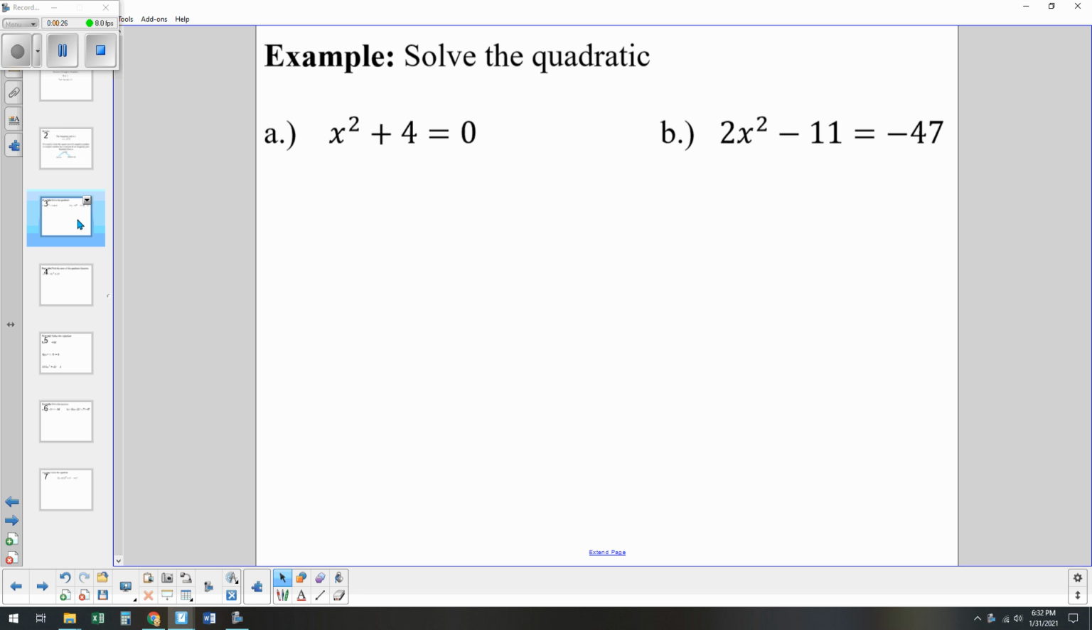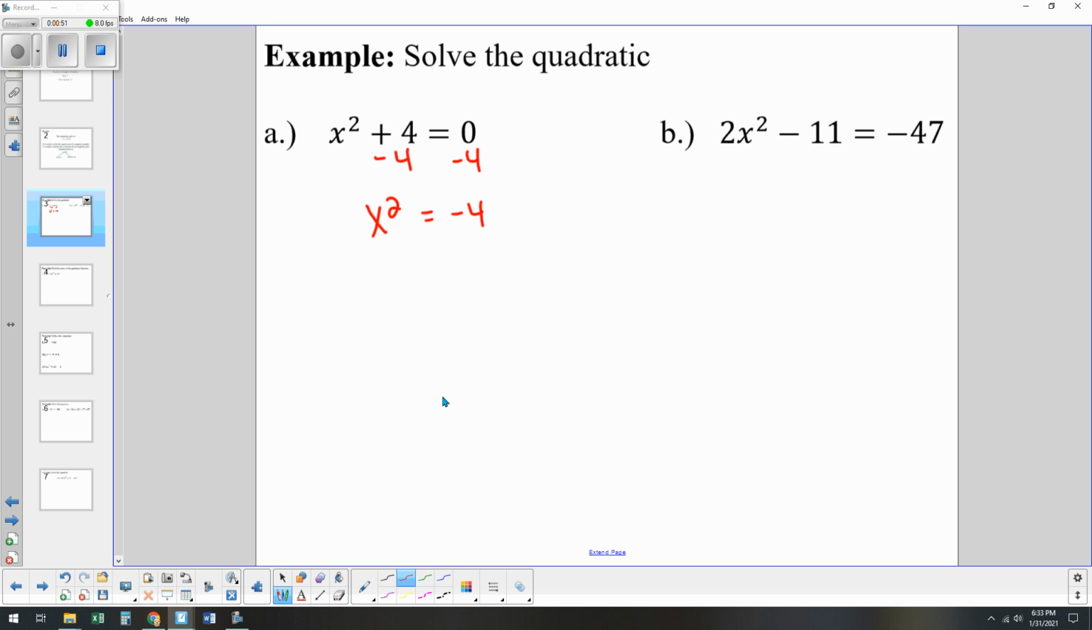Today we're going to solve by square roots. When I don't have a linear term, my best bet is to solve by square roots. So instead of getting it equal to 0, I want to get it equal to whatever the squared part is. In our first one, I'm going to minus 4, so I can get the x squared alone.